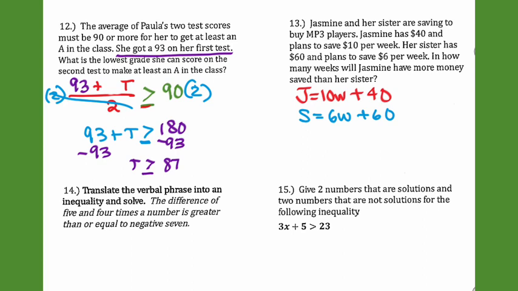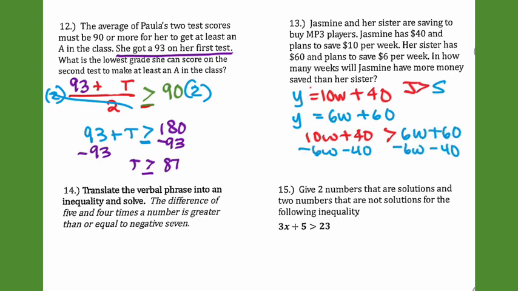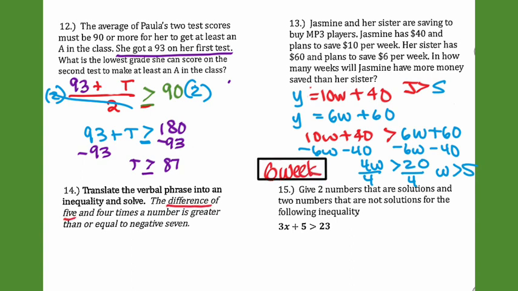the cost of each one. We can substitute them in for each other, and this time we're using an inequality, so we want to see when Jasmine will have more than her sister, isolating our variable and finding out that she'll have more in more than 5 weeks. So our answer is 6 weeks because that is more than 5 weeks.